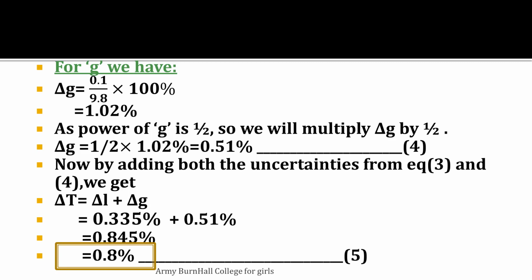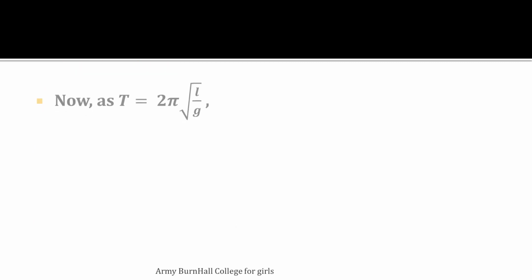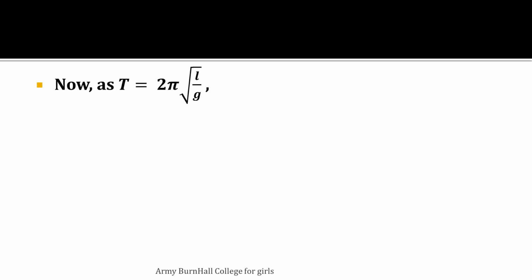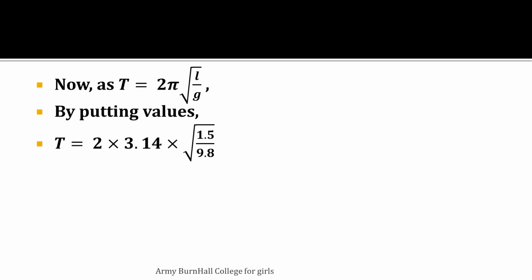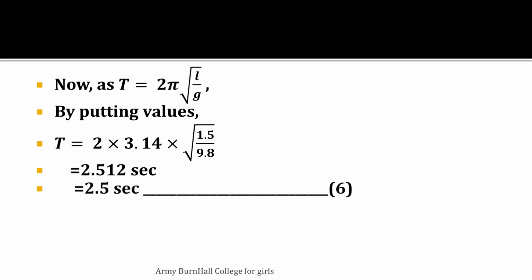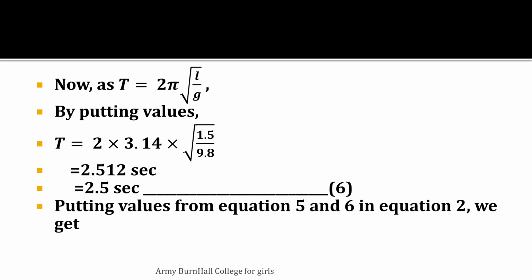Now we will calculate actual value of time. T is equal to 2 pi under root L by G. We will simply put the values: 2 into 3.14, the value of pi, multiplied by under root actual value of L divided by actual value of G, which is provided in the given data, 1.5 divided by 9.8. When we calculate these values, we will get 2.512 seconds. This is the time period, and again it is rounded off to one place after the decimal. What is the reason? Because our uncertainty was having one digit after the decimal.